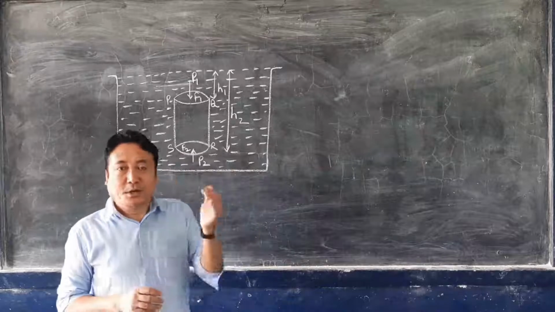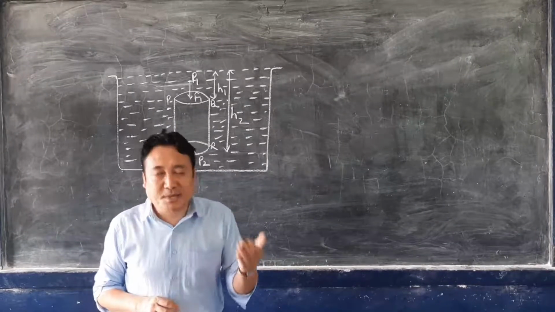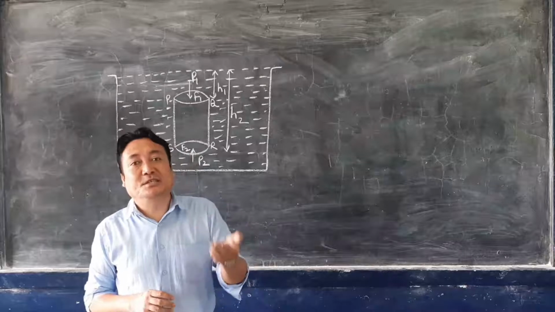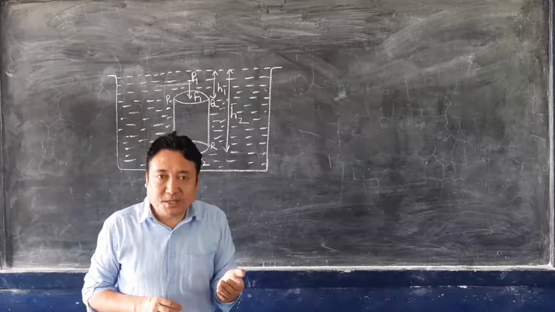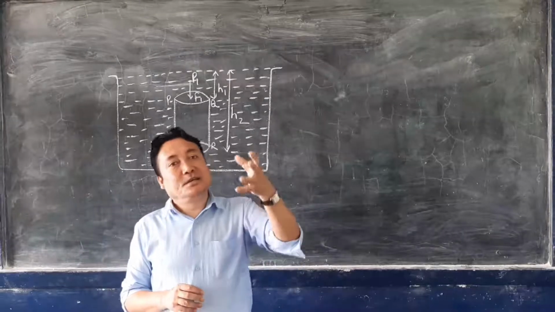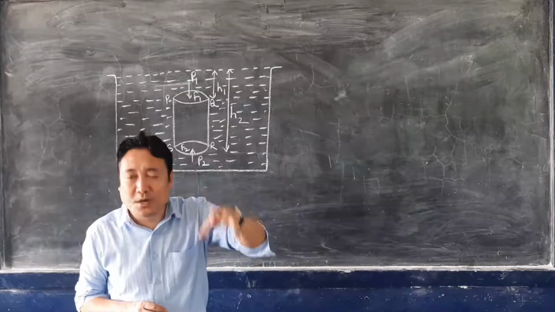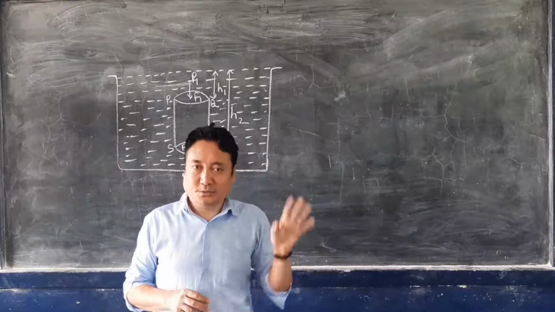So when a body is immersed in water, in a fluid, it experiences upthrust, and that upthrust is equal to the weight of the liquid displaced by the immersed part of the body. Because the liquid will come out of the spout only after a body is immersed in the liquid.